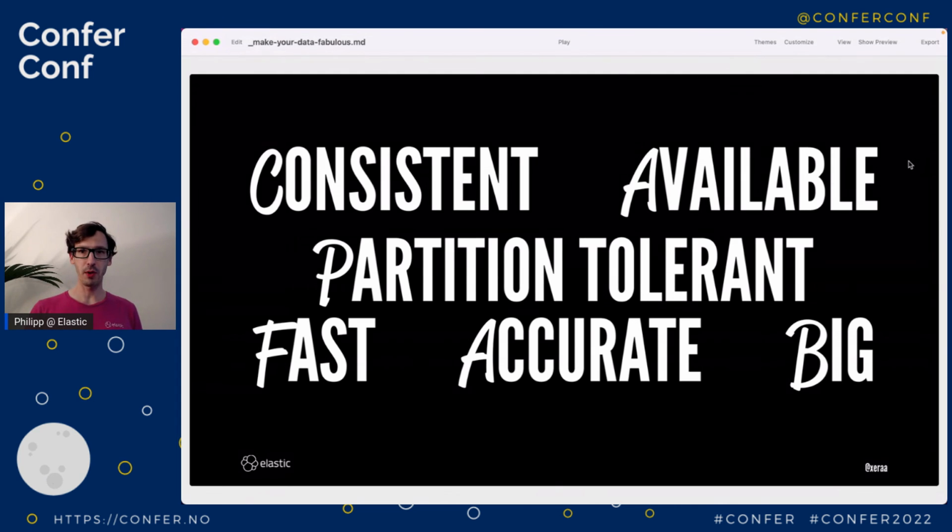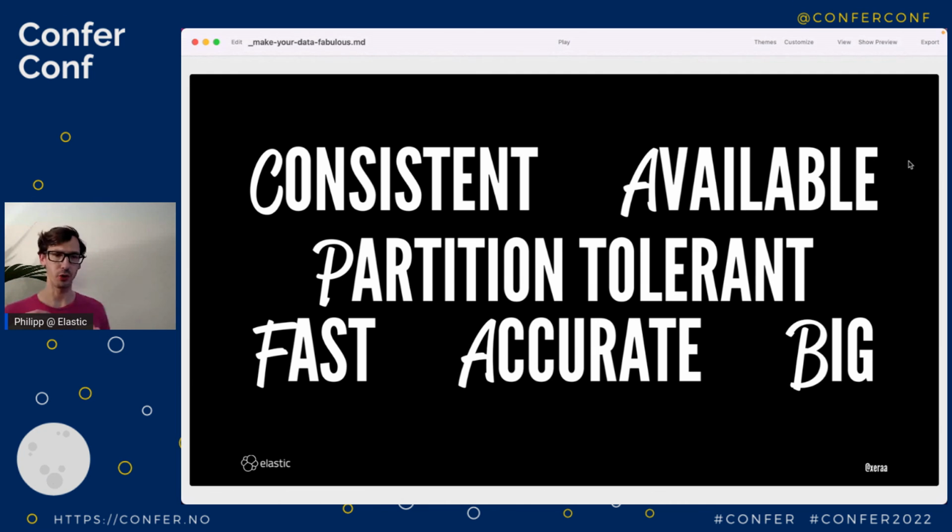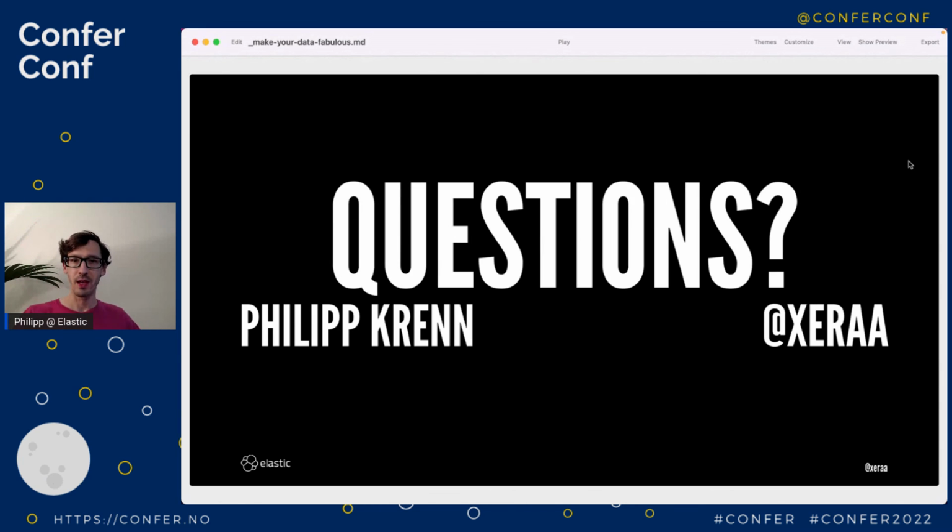I hope you've learned something both about the CAP theorem and the FAB theory. FAB doesn't have a fancy paper, at least not yet. It's just a theory that we have, but I think intuitively it makes a lot of sense that you have this fast, accurate, and big, and you need to trade some for the others.